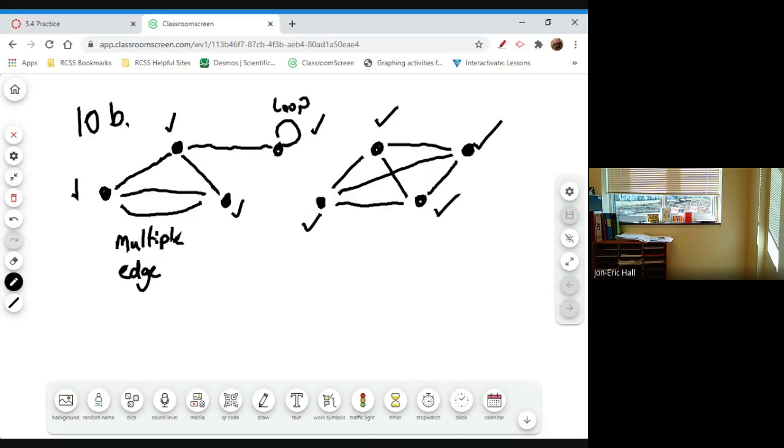Everything works out there. Now C, give an example of a graph with 8 vertices such that each vertex has a degree of 1. Can I erase this?